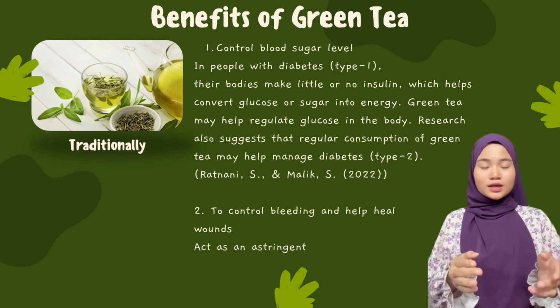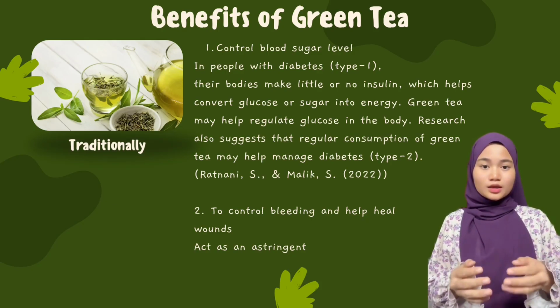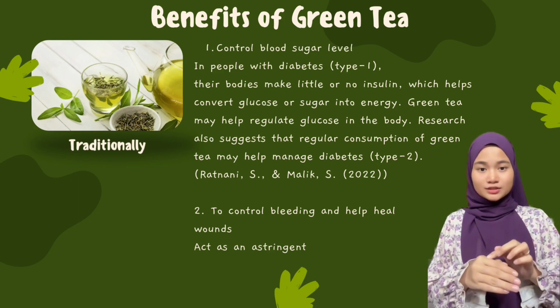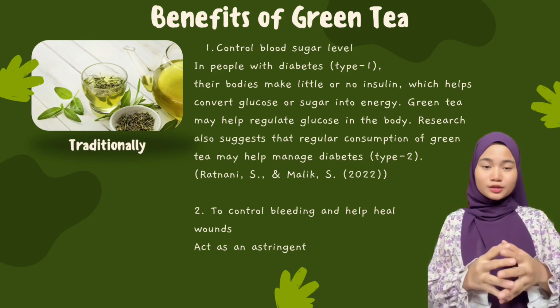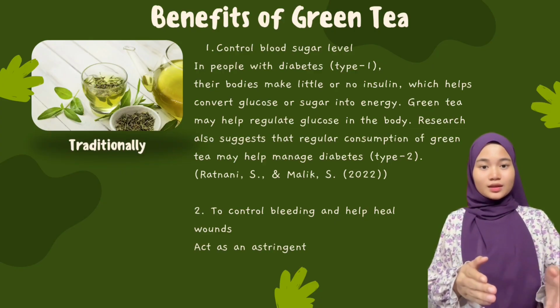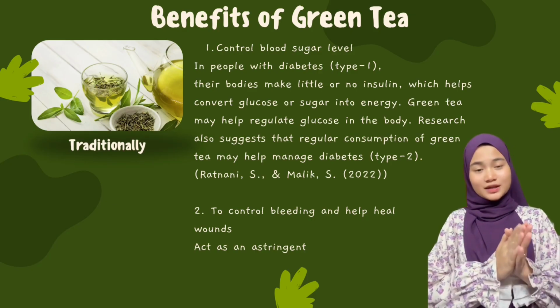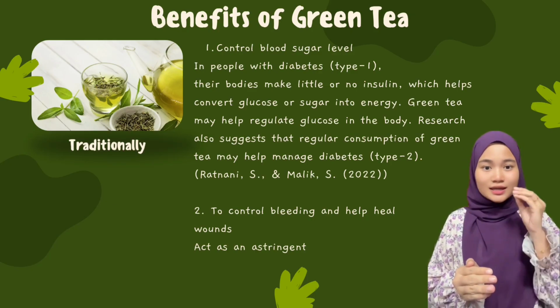Secondly, green tea has been used traditionally to control bleeding and to help wounds heal faster. For example, if you get a cut on your hand or on your body, you can use green tea leaves as an ointment to help the cut heal faster. Or you can make green tea from that leaf and drink it to make the wound heal faster too. In this situation, green tea acts as an astringent.